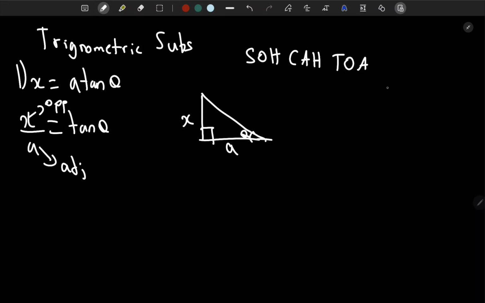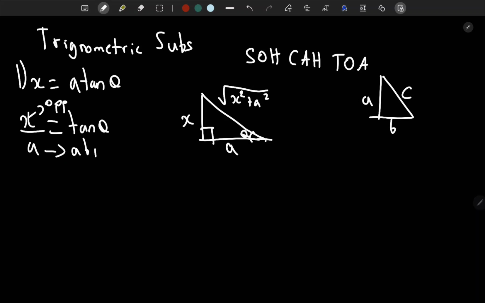The formula for a right triangle is C squared is equal to A squared plus B squared. I'm pretty sure you all know this. So here, this side will be equal to the square root of x squared plus a squared. So that's it. Now moving on, let's go to the second case.